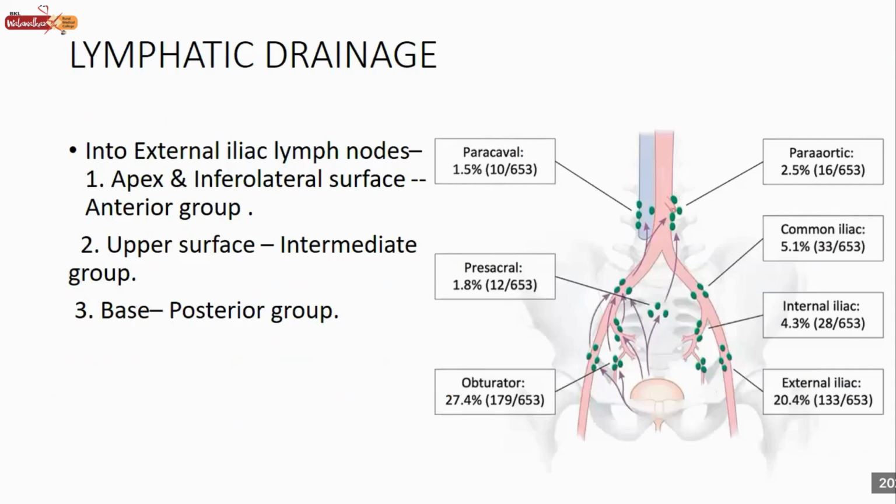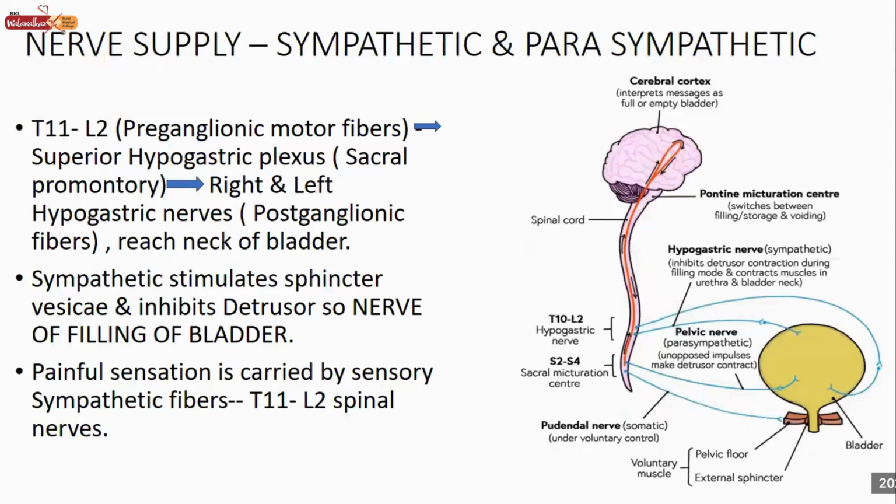The lymphatic drainage here: the lymph of the bladder drains into the external iliac group of lymph nodes. The apex and inferolateral surface drain into the anterior group, the upper or superior surface into the intermediate group, and the base into the posterior group. The nerve supply of the bladder is important. Read it properly. It is a little bit difficult to understand.